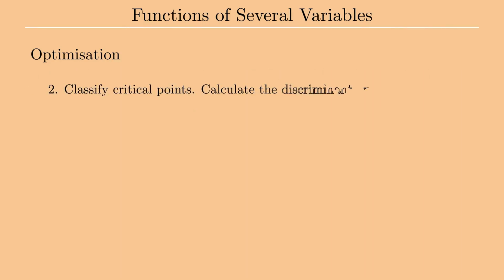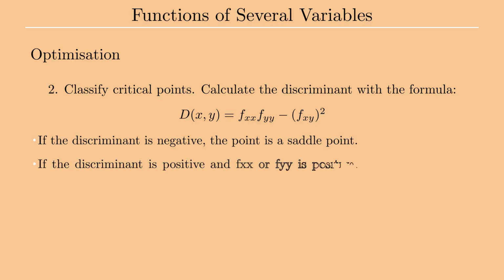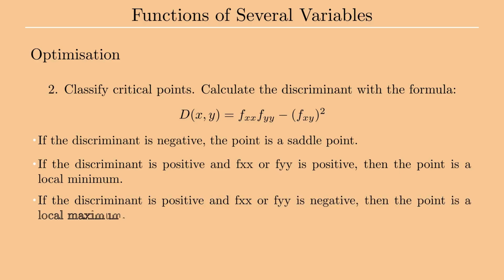The next step is to classify the critical points. First, the discriminant must be calculated using the formula f_xx f_yy minus f_xy squared. If the discriminant is negative, the point is a saddle point. If the discriminant is positive and f_xx or f_yy is positive, then the point is a local minimum. If the discriminant is positive and f_xx or f_yy is negative, then the point is a local maximum.